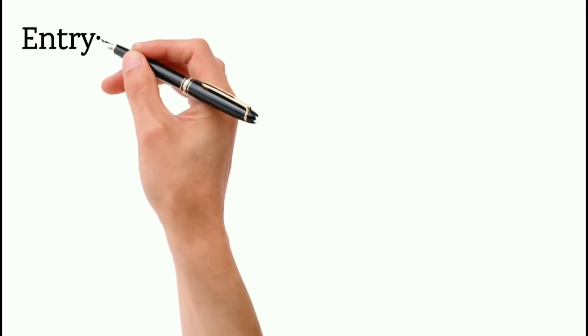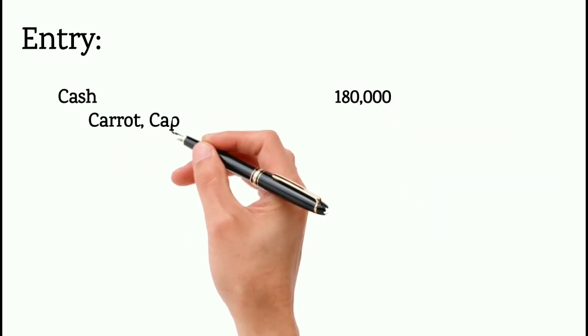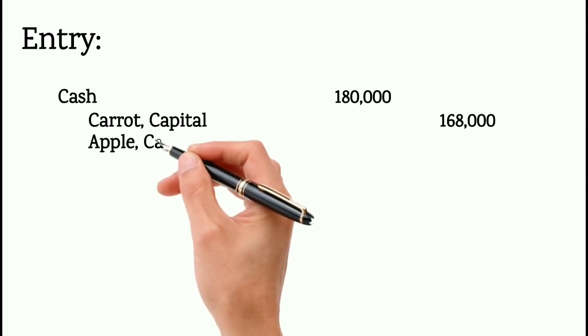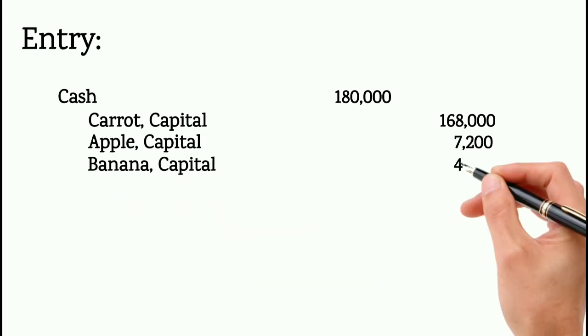At this point, since na-compute na natin yung bonus to Apple and Banana, we can now provide the entry. Debit cash, 180,000 pesos. Credit Carrot capital, 168,000 pesos. Credit Apple capital, 7,200 pesos. Credit Banana capital, 4,800 pesos. Yung 168,000 pesos, yan yung capital credit ni Carrot. Paano na-compute yung 7,200 pesos at 4,800 pesos?